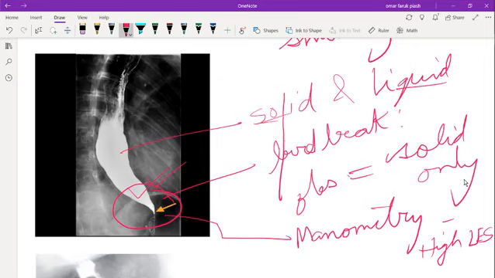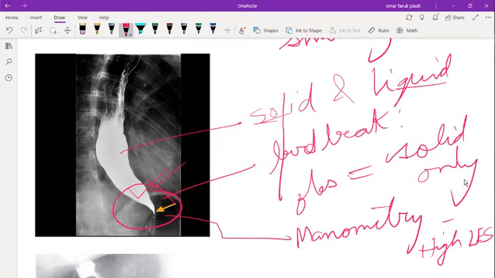All you have to remember is that GERD, Barrett, obesity, and smoking are the causes where there is adenocarcinoma, and in achalasia there is a propensity of having squamous cell carcinoma. And you have to remember this thing mostly, that in manometry you may get high LES.